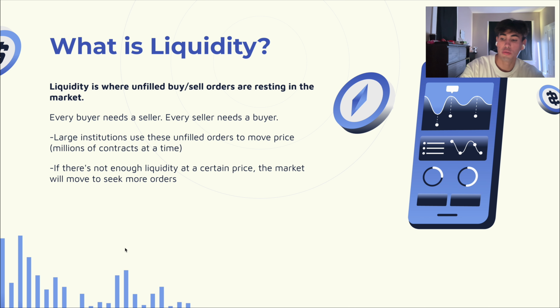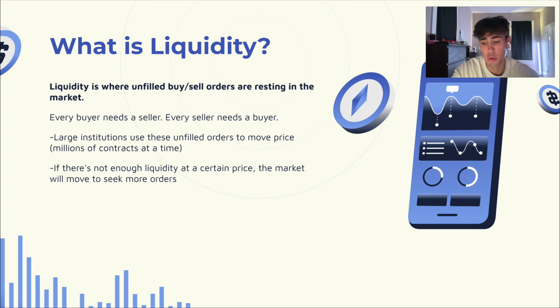Large institutions use these unfilled orders to move price. So if you're thinking of an institution that trades, let's just say, millions of contracts at a time, that amount of contracts will move the market drastically compared to, let's just say, if I trade 2 contracts of NQ per trade. So with these large institutions having the ability to move the market in such a drastic regard, they're looking for these liquidity pools where a bunch of buy and sell stops are resting so that they can fill all their orders at once and move price.